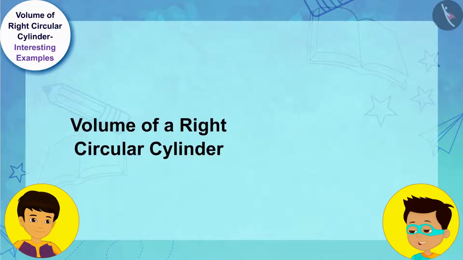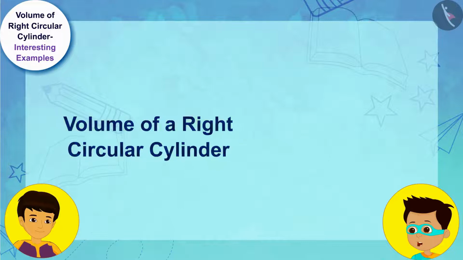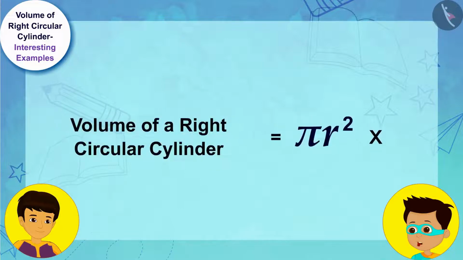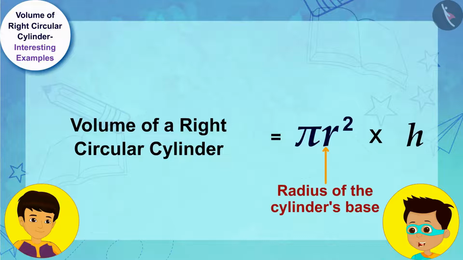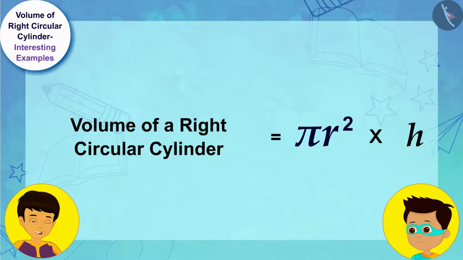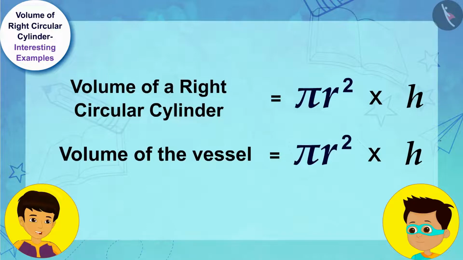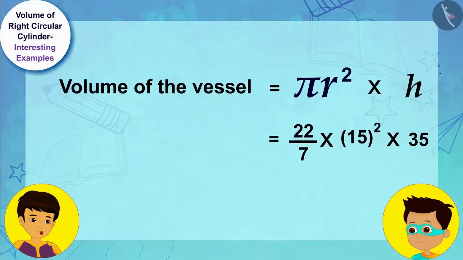And I now remember the formula for the volume of a right circular cylinder very well. The volume of a right circular cylinder is pi r square h, where r is the radius of the cylinder's base and h is its height. Well done, Thomas! Now, for solving this, we will just replace r and h in this formula with the radius of the base of the vessel 15 centimeters and height of the vessel 35 centimeters respectively.